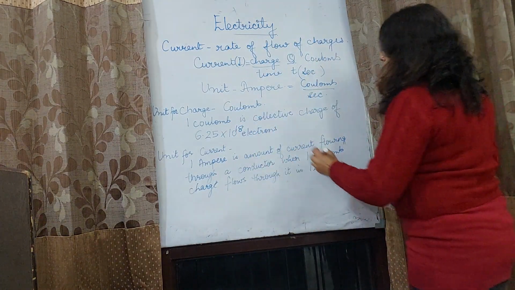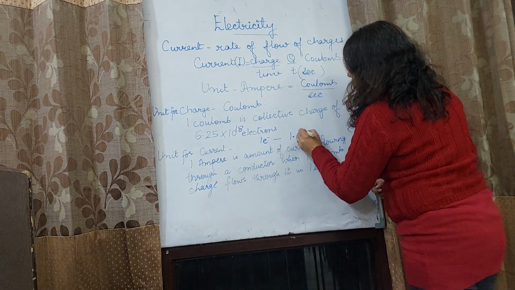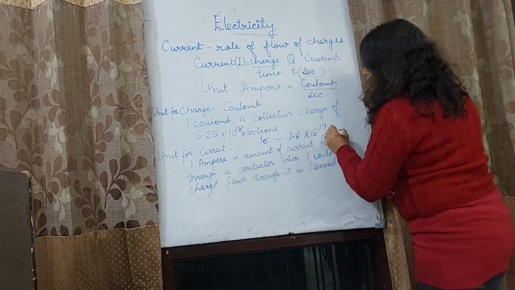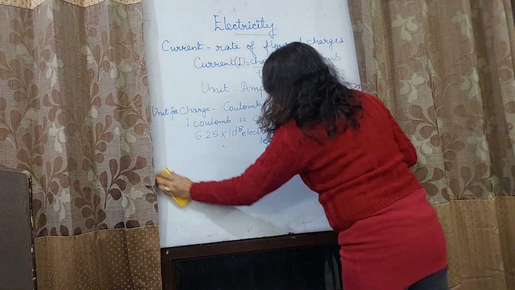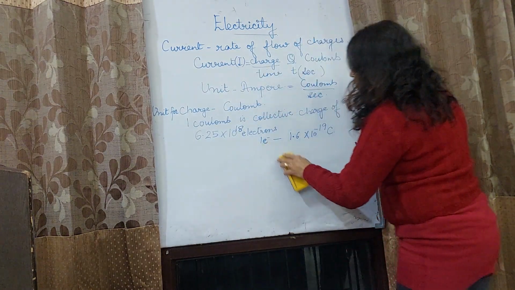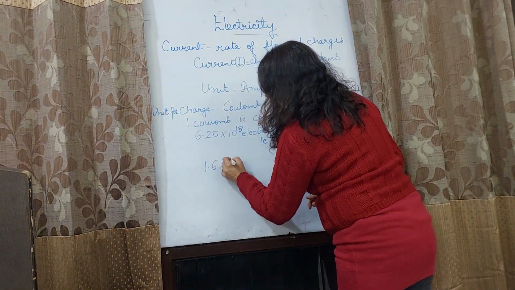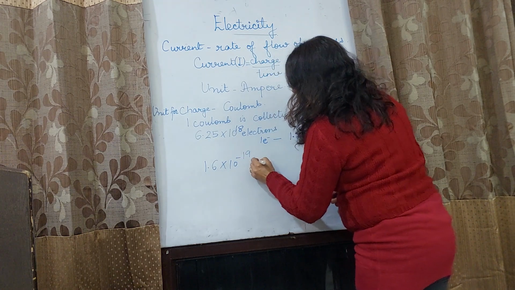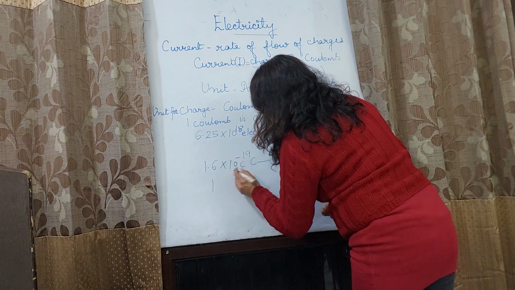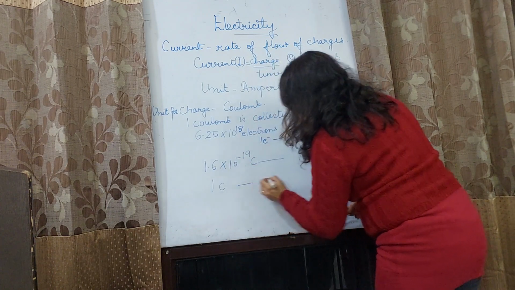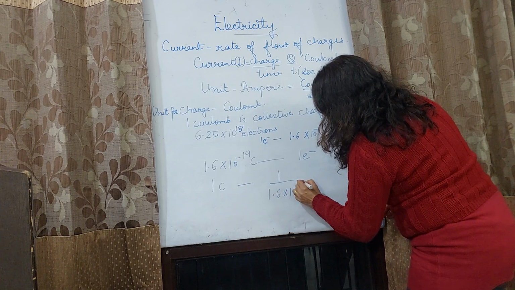You should know that one electron has 1.6 into 10 raised to power minus 19 coulomb of charge. So when we are talking about how much is 1 coulomb, we can simply use the unitary method to calculate. So if 1.6 into 10 raised to power minus 19 coulomb equals 1 electron, then 1 coulomb would be 1 upon 1.6 into 10 raised to power minus 19.